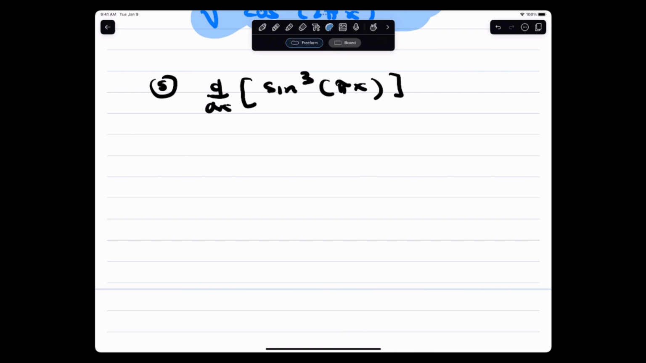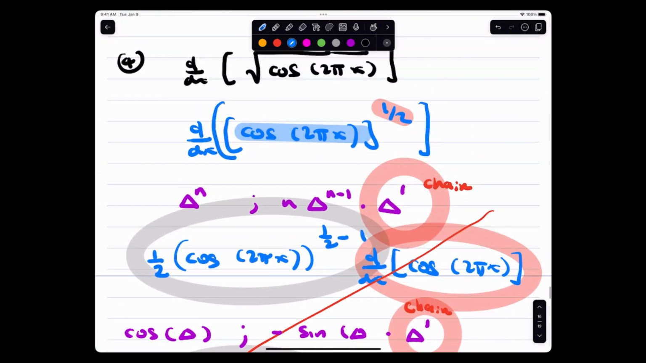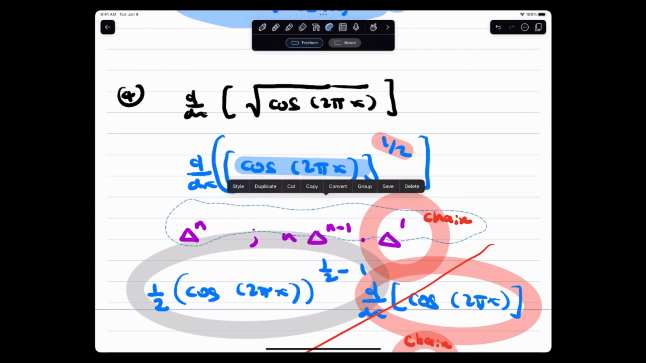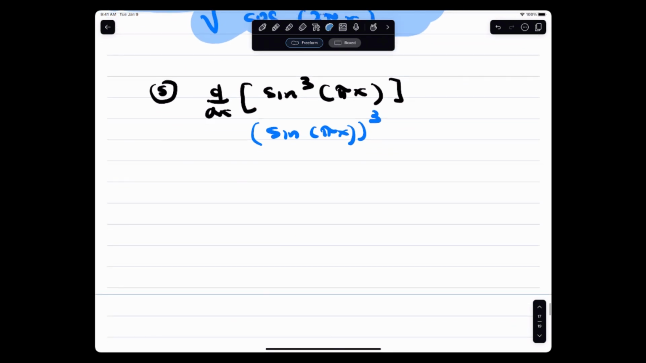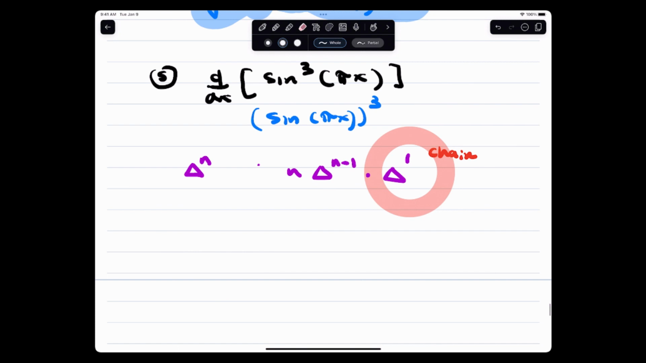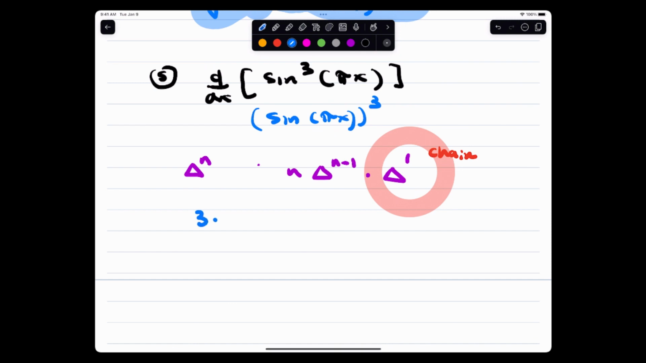All right, now, just like before, what are you guys really looking at here? Okay, this is going to be power rule. So I'm going to go back and find that power rule again. It's really power rule with chain rule, right? So what does that give us? That's going to give us 3 times sine of pi x, and then that's going to be 3 minus 1.